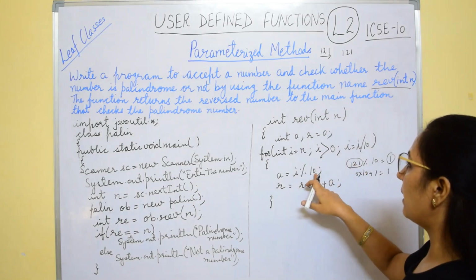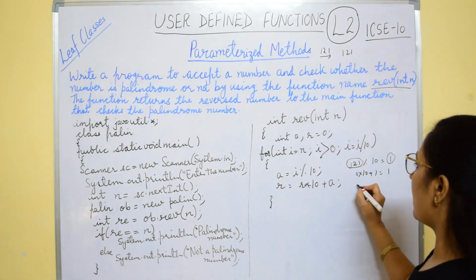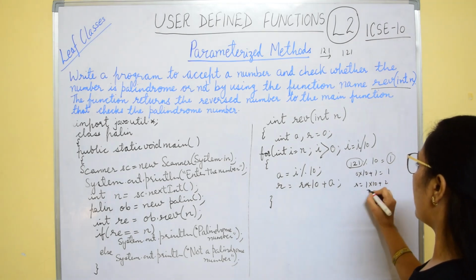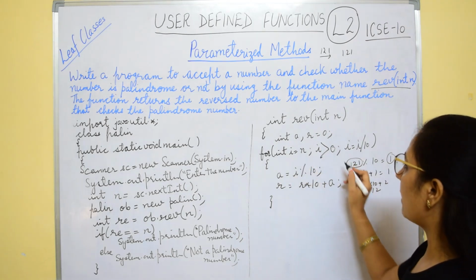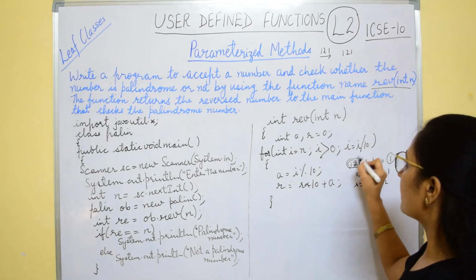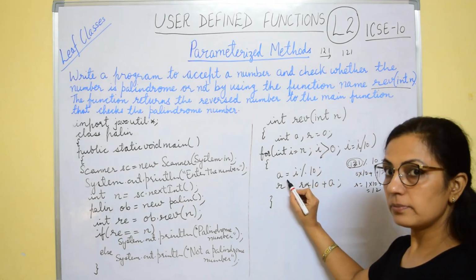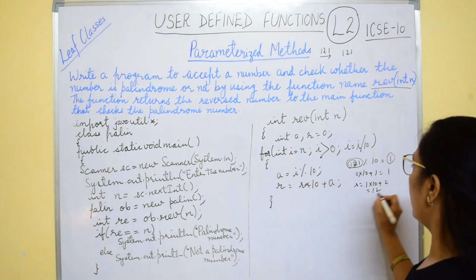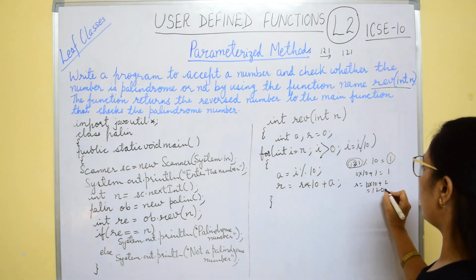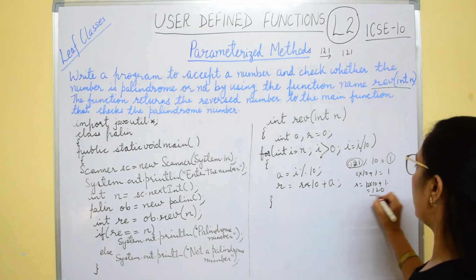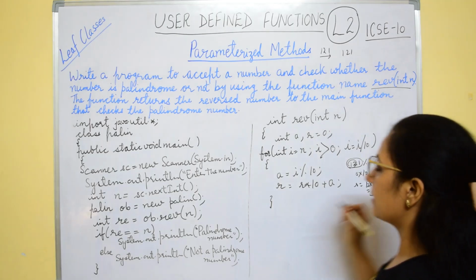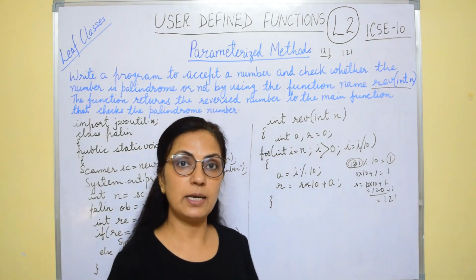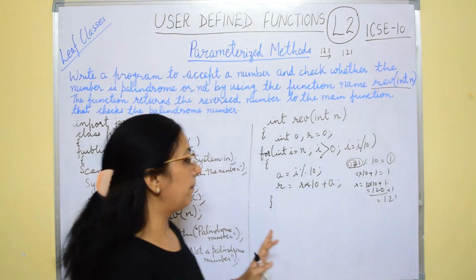So 12 mod 10 will give you 2, and here r = 1 * 10 + 2, that is 12, and then next time 12 / 10 will give you 1. So 1 mod 10 will be 1, and r = 12 * 10 + 1 will be 121. So this is the logic for palindrome. I am not going into detail, again I am telling you, please refer to the program.